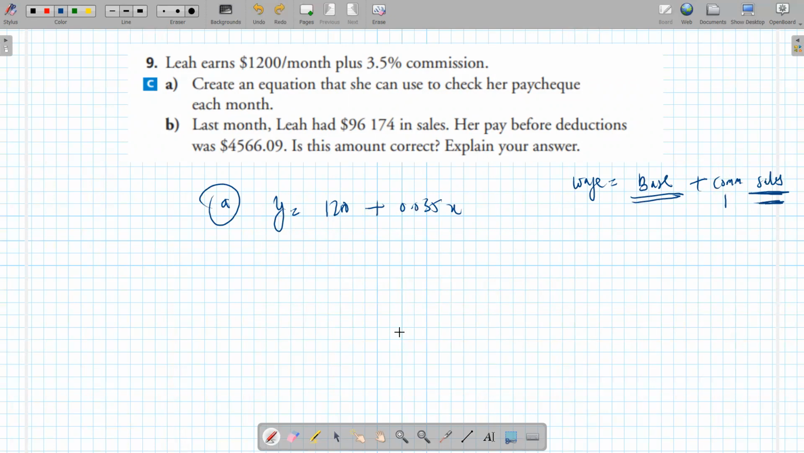Last month, she had 96,000 in sales. Okay, so let's see if that is what it is. So how much money is she gonna make if she has 96,000 in sales? So we're just gonna plug the X value as 96,000. We got 4566.09, right? So that means this is good. She's not being scammed by her employer. Okay.